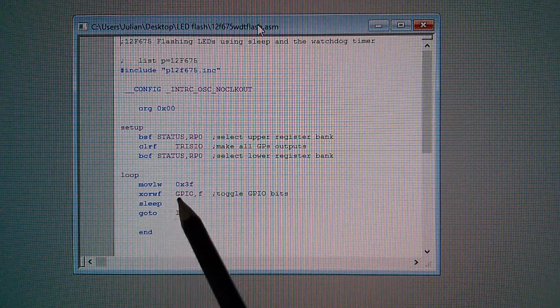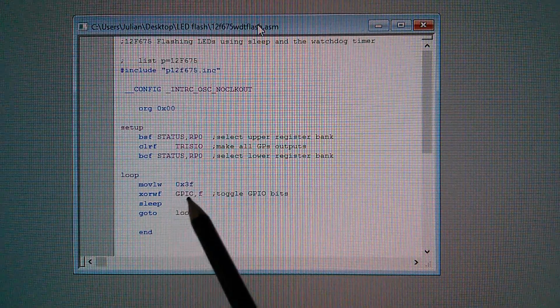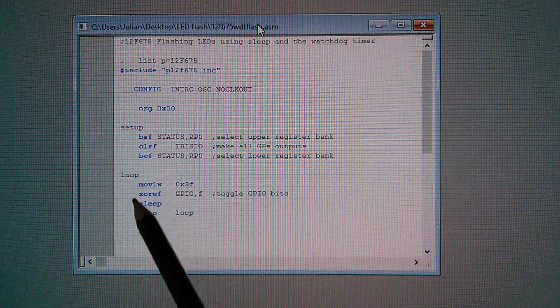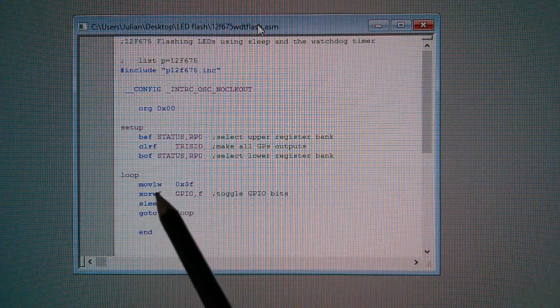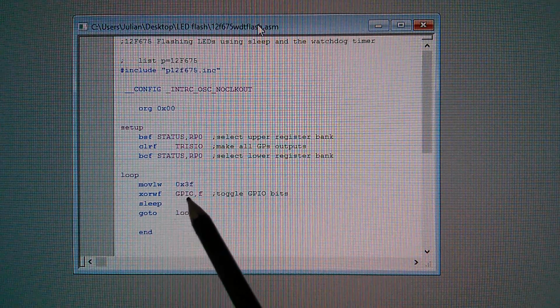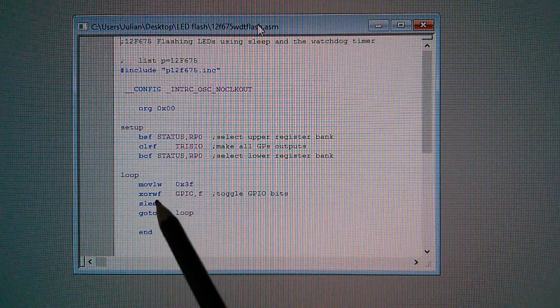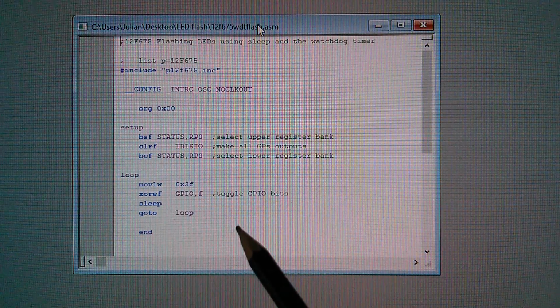I'm just exclusive ORing a literal value into the GPIO, which toggles all of the GPIO bits. You probably remember that exclusive OR with a 1 does an invert, so that has the toggling function. And then for the delay, sleep. It's wonderful.